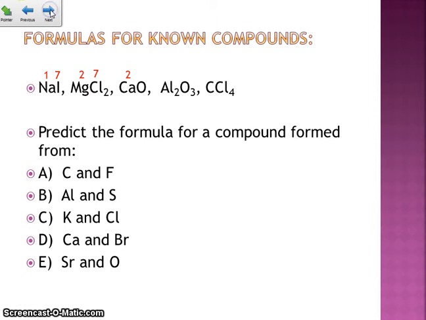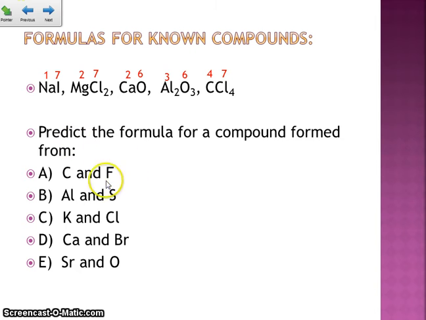Calcium is in group 2. Oxygen, group 6. Aluminum is in group 3. Oxygen is in group 6. Carbon is in group 4. And chlorine is in group 7. Now, you come down, we know what the groups are for each of these different compounds.